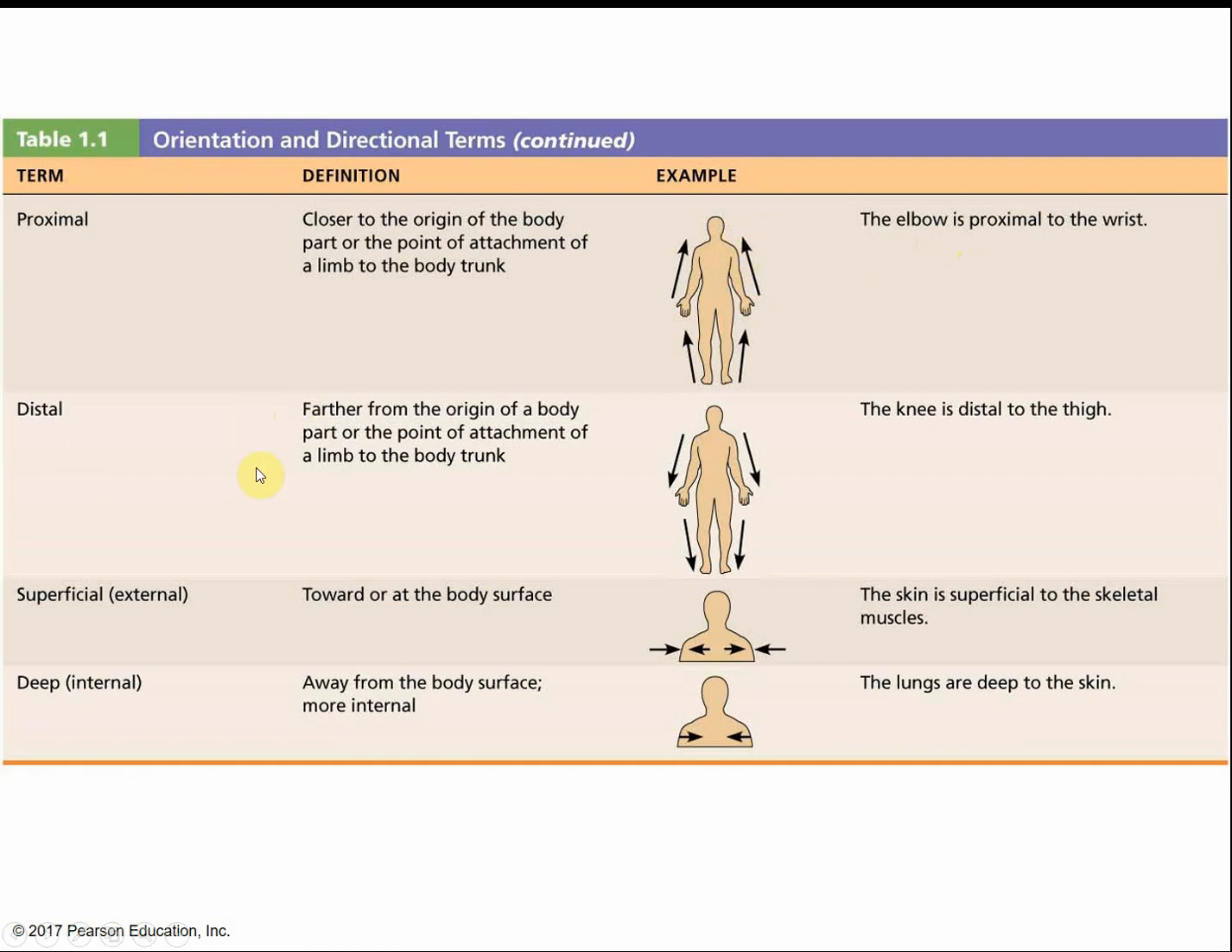Distal, being the opposite, would be farther from that point of origin. So the knee is distal to the thigh. Sometimes it's easy to get proximal and distal confused with superior and inferior. So we could say the knee is superior to the ankle, and you technically wouldn't be wrong. But to be more correct, right, it would be the knee is proximal to the ankle. So to show that we're referring to a limb specifically.